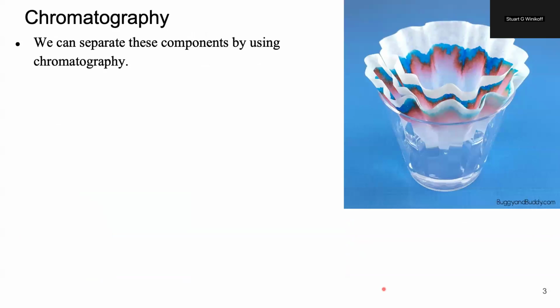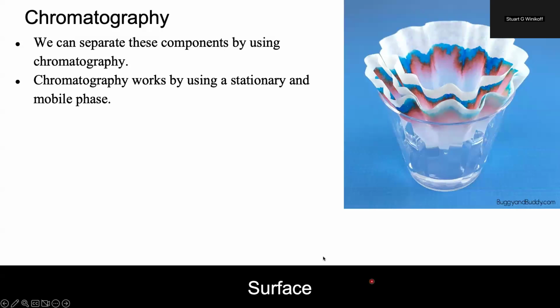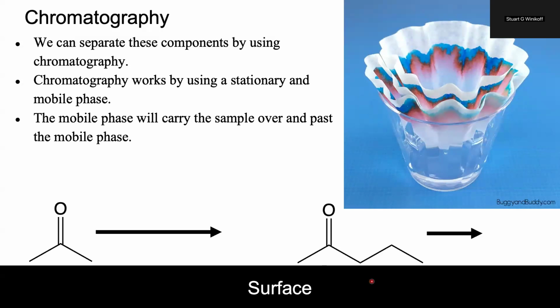So you may be familiar with a basic form of chromatography, such as this coffee filter chromatography. So chromatography really works by separating components based on their intermolecular forces. And it does this by having two major components. First of all, a stationary phase, which is a fancy way of saying a surface, and then a mobile phase. So that mobile phase is going to tend to carry sample over and past the stationary phase.